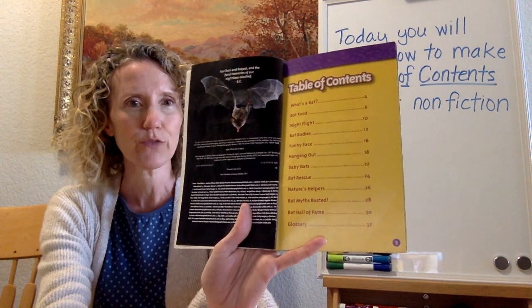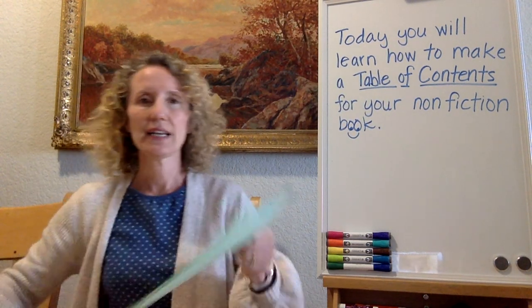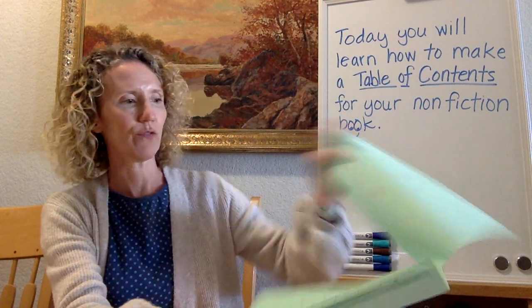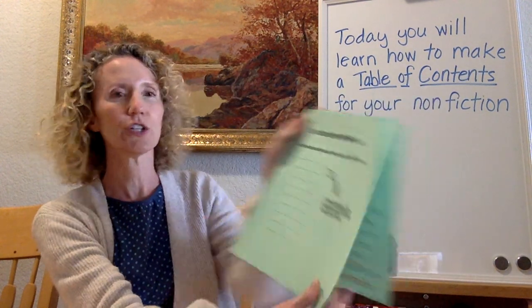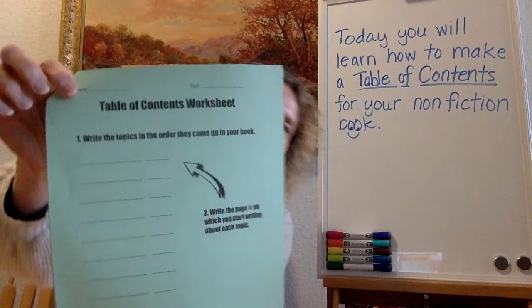order. So the first thing you're going to do is grab your green packet, and right after all your paragraphs that you've written is a page called your Table of Contents worksheet. You're going to need that. So here, take a look at it.